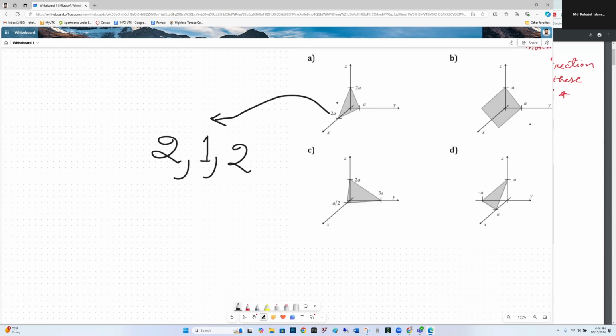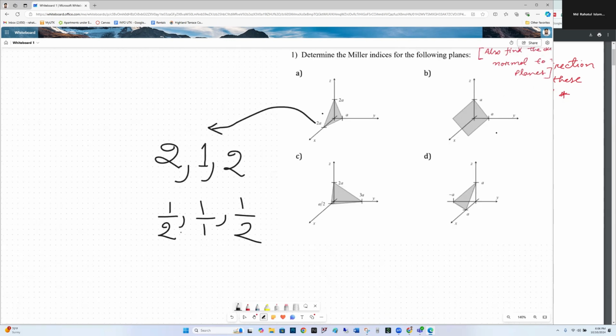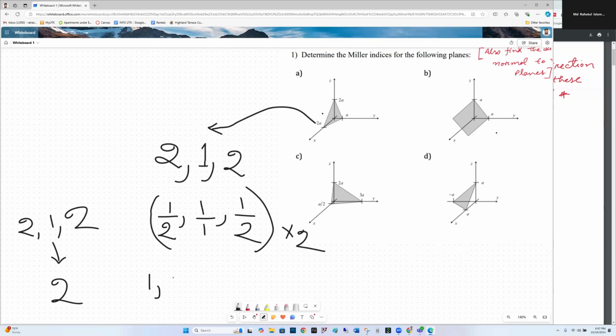Okay, so to get the Miller indices, you first have to invert it. So let's invert this: 1 divided by 2, 1 divided by 1, and 1 divided by 2. Then we need to make it an integer. To make them integers, we need to multiply these fractions with the LCM, or least common multiple, of the denominators. So what are the denominators here? 2, 1, and 2. What is the LCM for 2, 1, 2? It's 2. So we need to multiply this with 2. What do we get? We get 1, 2, 1. So the Miller indices for this plane would be 1, 2, 1.